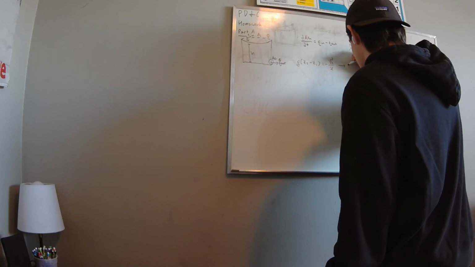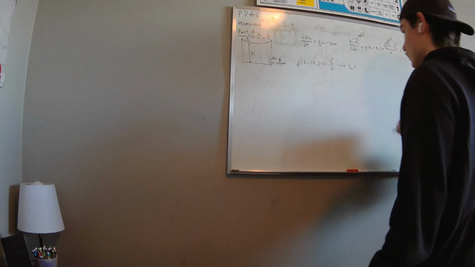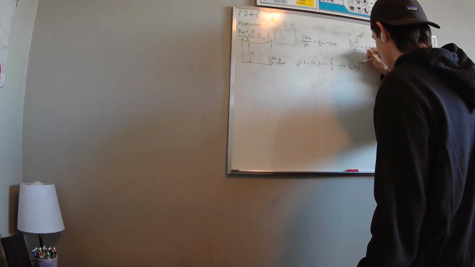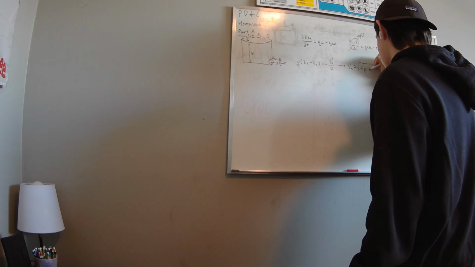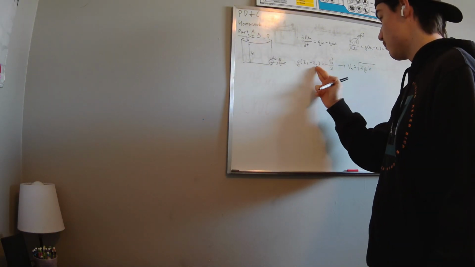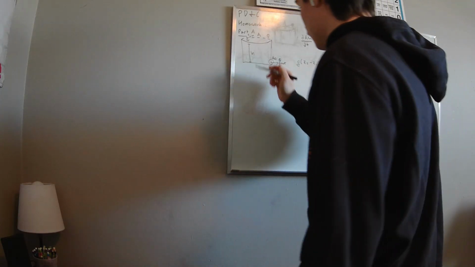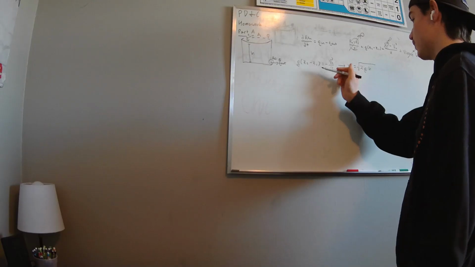we can get V2 equals the square root of 2 times the gravitational constant times the height. Now where do we get the height? If we look at Z2 minus Z1, we call these two points Z1 and Z2. We can call Z2 minus Z1 the height.